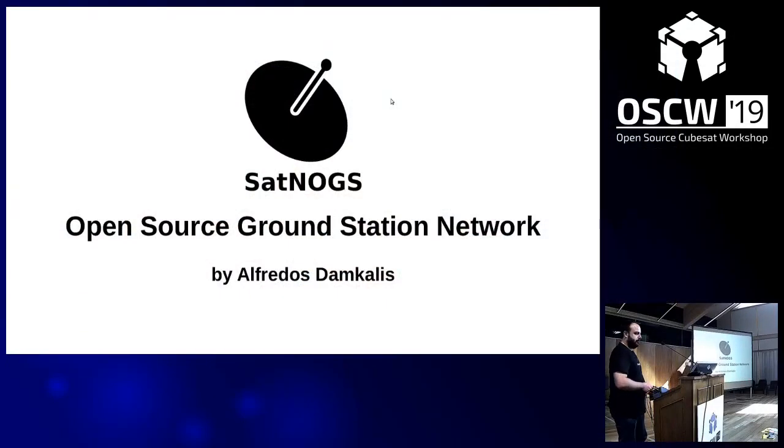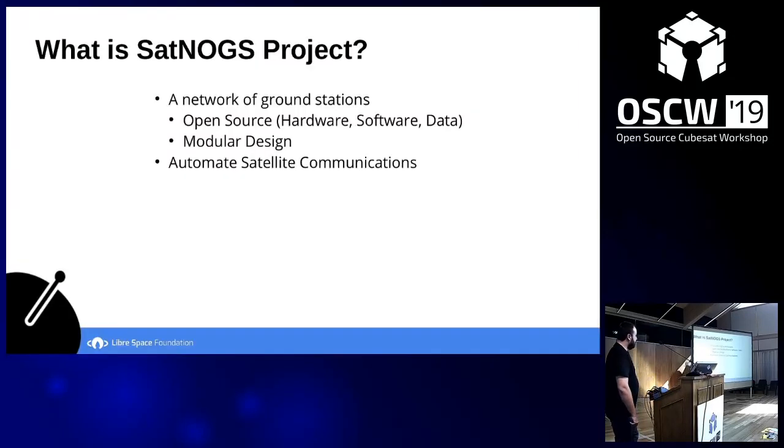So what is the SatNOGS project? The SatNOGS project is a network of ground stations based on open source hardware, software, and data. We build it with a modular design, or we try to be as modular as possible. And we try to automate satellite communications, receiving and maybe in the future transceiving, transmitting.